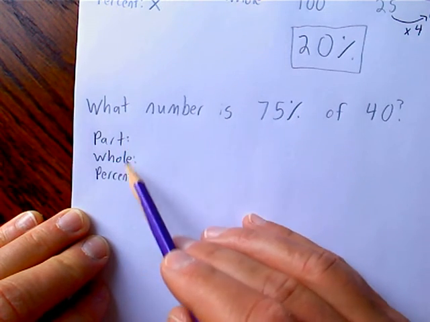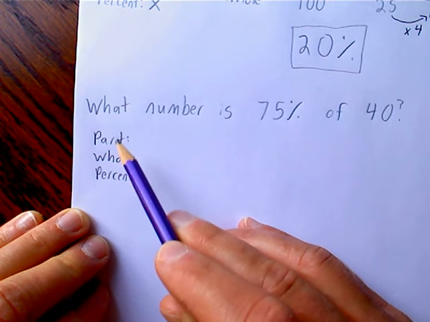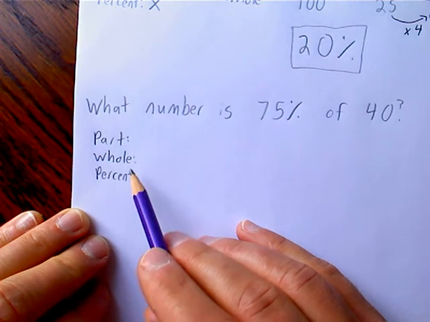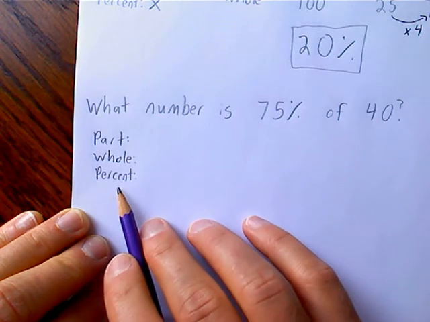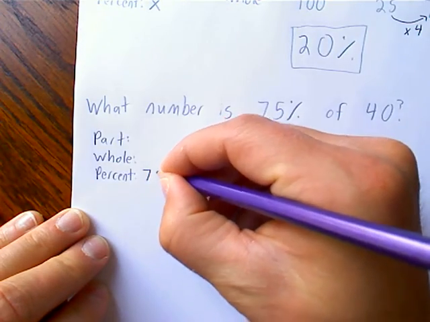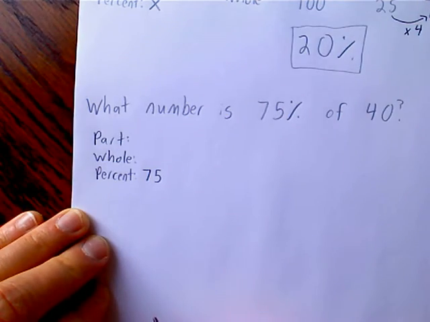Again, we don't need to go right down the line and fill in everything because it may be a little difficult to figure that out. Let's look at what we know for sure and fill that in. Do we have a percent in our problem? Yeah, we do, 75%. That's something new. The percent is given.